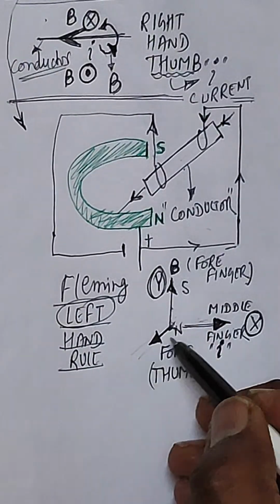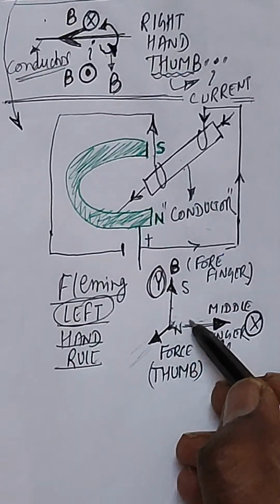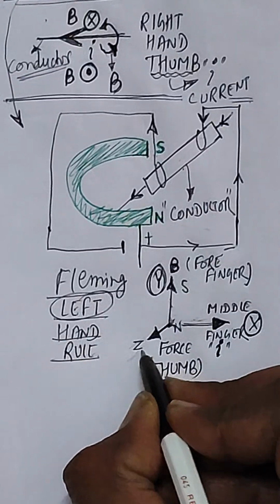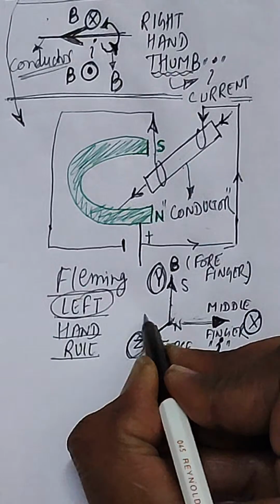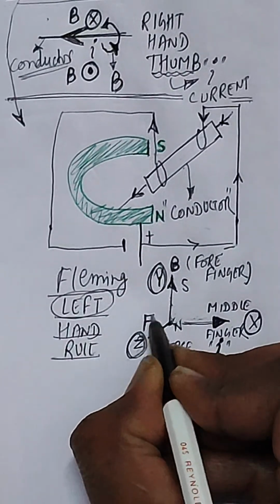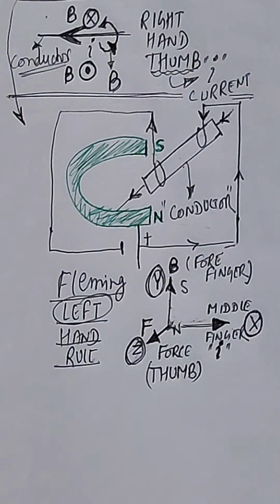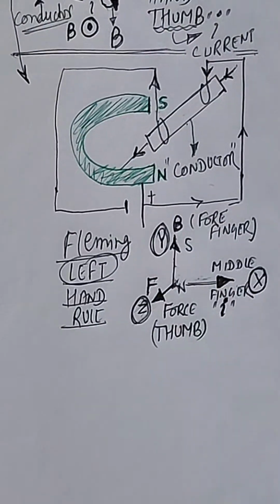And this will be the direction of the force, right, which is perpendicular to the x and y axis. This is in the z direction. Let me write it like this, Z. And this will give you the direction of force. F is force, right?